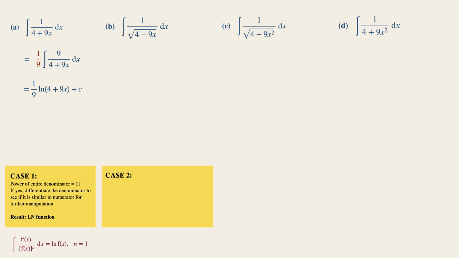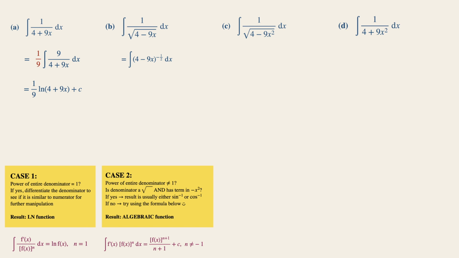Now in the second case, what if the power of the entire denominator is not equals to 1? And in this case, it is a half because of the square root that you see. Well, if there is a square root and there is a term in minus x squared, it could either give us a cosine inverse or a sine inverse result. But what we know is that in order to get a cosine or sine inverse, this has got to be an x squared, which is not the case. Now therefore, it doesn't give us a cosine or a sine inverse. Now we can then use this formula to help us.